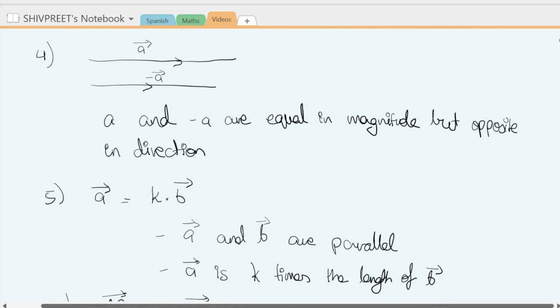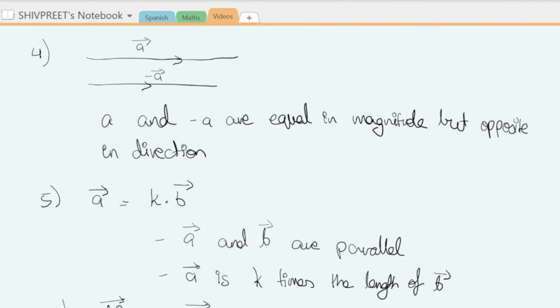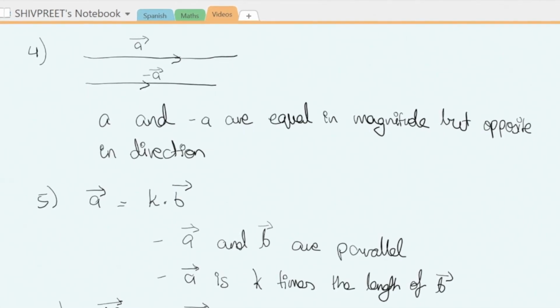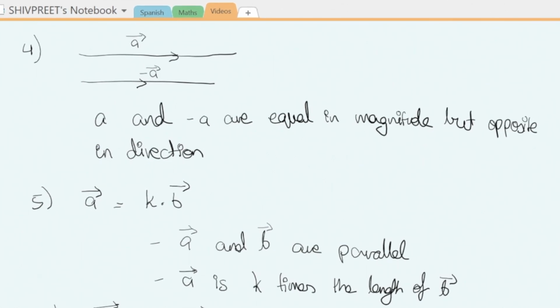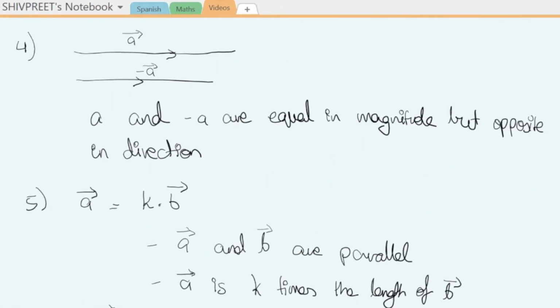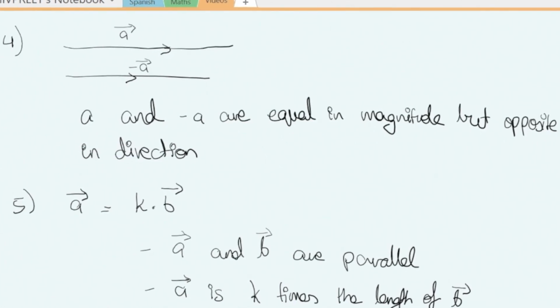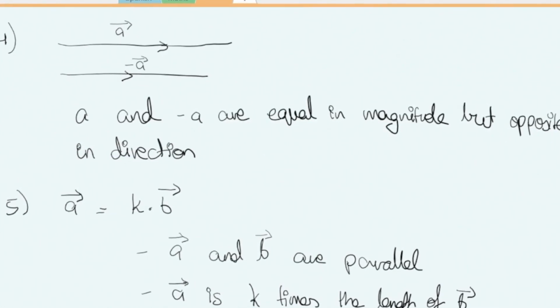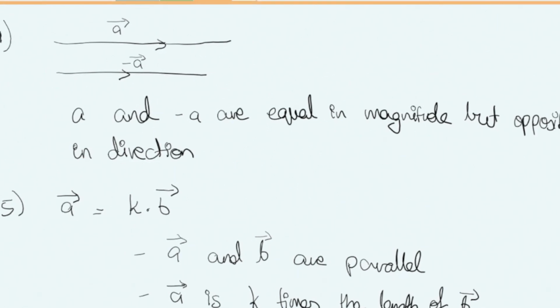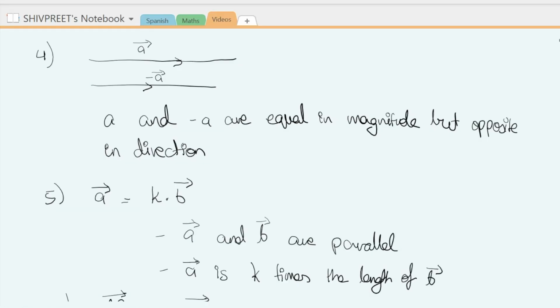The fourth rule is what I talked about earlier also: vector A and vector minus A will have equal magnitude, but they have an opposite direction. That's the reason they are not the same. But their magnitude, which is basically length, is the same.